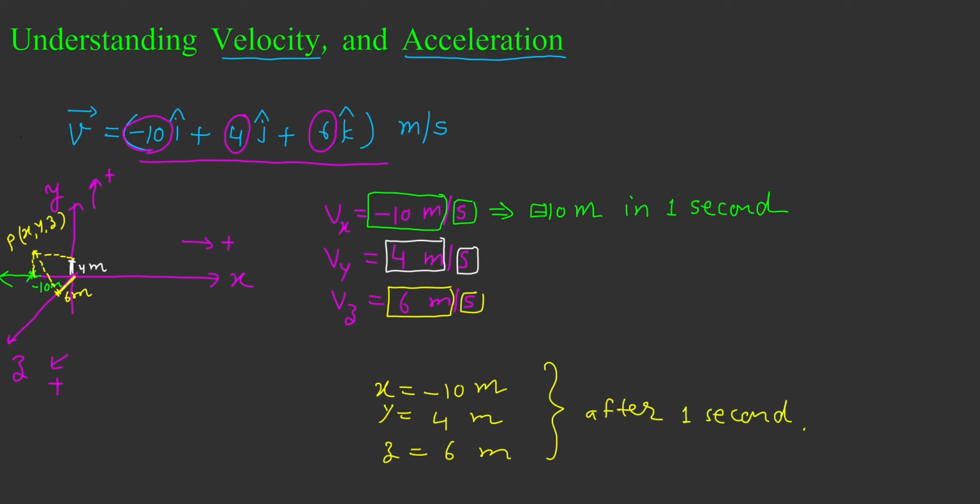And if the object is moving with constant velocity, then what will it be after 2 seconds? After 2 seconds, similarly, you will follow the unitary law. In 1 second the object moves minus 10 meters, so in 2 seconds it will move minus 20 meters. In the y direction it will move plus 8 meters, 2 into 4, and in the z direction it will move 2 into 6, meaning 12 meters. So after 2 seconds the position of the object will be minus 20, plus 8 and plus 12 meters. I hope you understand the meaning of velocity.